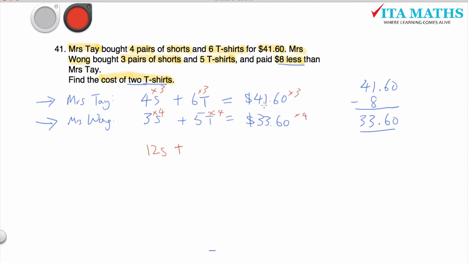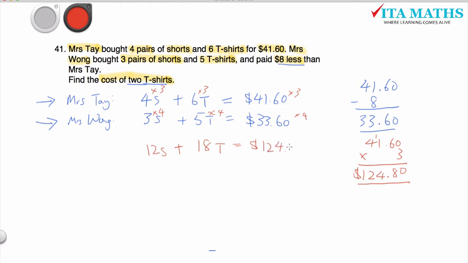Remember, when you do all this multiplication, make sure everything you're multiplying correctly. This entire row multiplied by 4. This entire row multiplied by 3. So 4 times 3, 12 shorts. 6 times 3, 18 t-shirts. Equals to how much money over here? $41.60. You multiply by 3, you get 0. 6 times 3, 18. You carry a $1 up here. This 3 plus 1 is 4. 4 times 3 is 12. So it's total of $124.80.